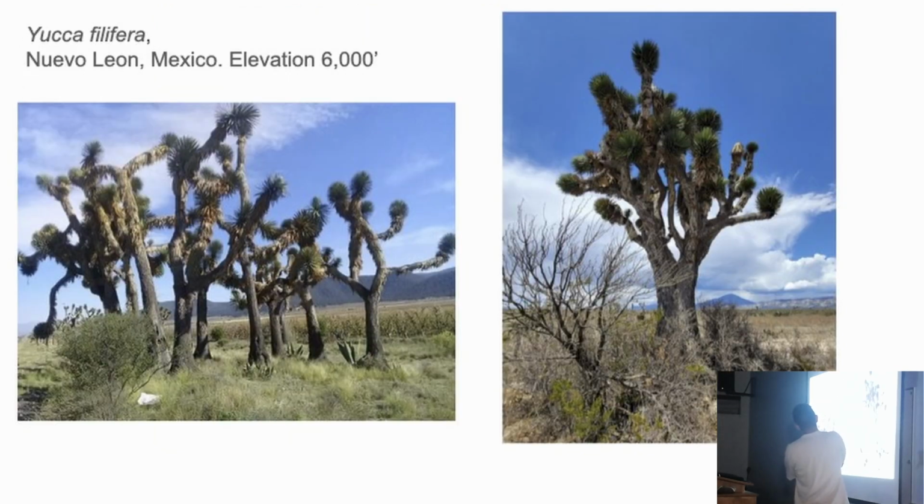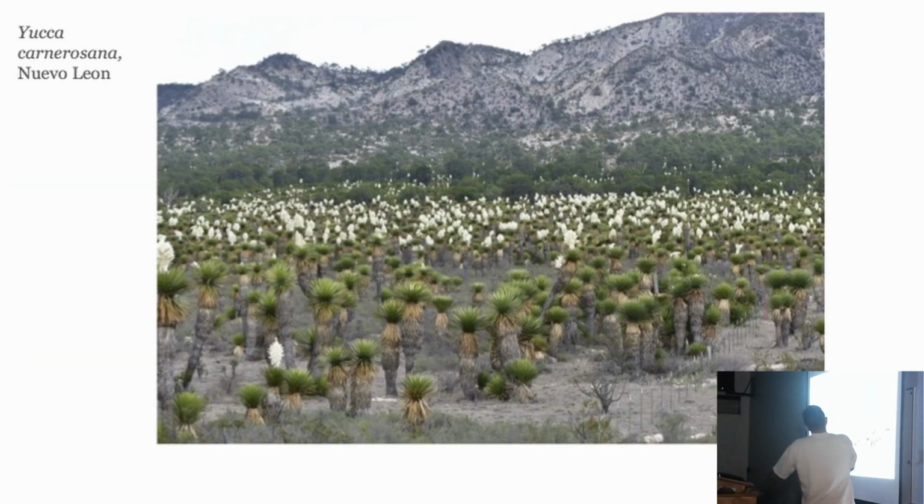Yucca filifera from Nuevo León. This is just 4 hours south of here at 6,000 feet near Galeana. And Yucca carnerosana, lucky enough to be there when they were all flowering. Carnerosana is normally just a single stem. You don't really see it branching. I would love to be there at night and see what kind of moths were flying around. Probably some really cool species of moths. And I think this is Pinus arizonica in the background, and then the whole hill is gypsum.